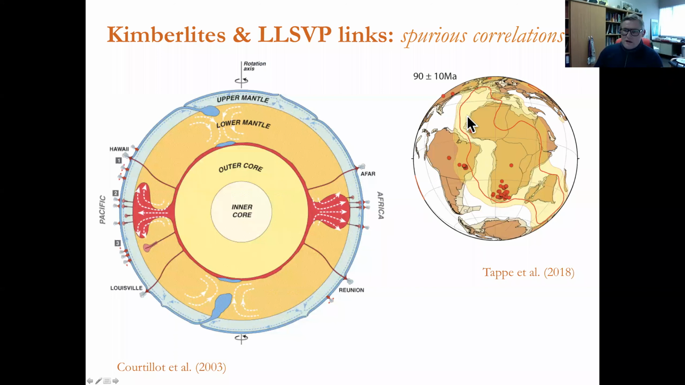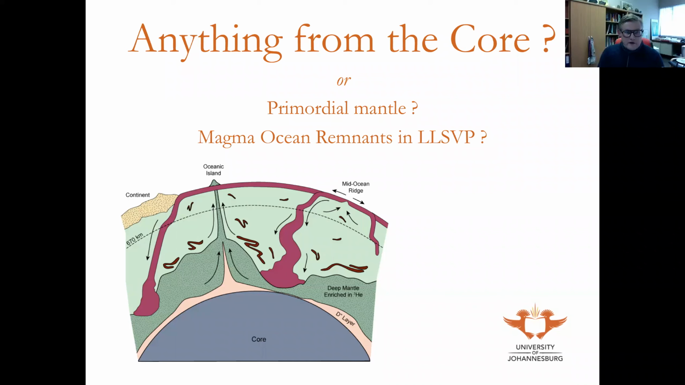And that's just another cartoon of all the kimberlites during the late Cretaceous, 90 million years ago, and how they tend to cluster along this western wing of the African LLSVP. So the question is, from a geochemical perspective, can we trace anything from the core? Or if not from the core, can we trace anything primordial? That could be any form of magma ocean remnants that are trapped or incorporated into the African LLSVP.